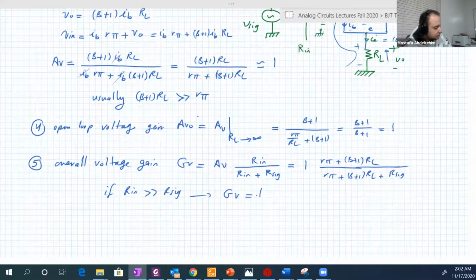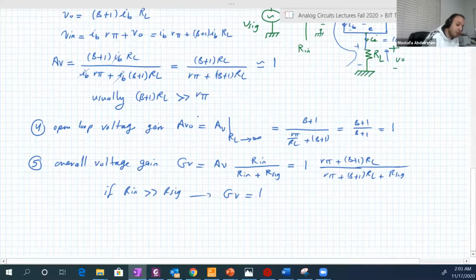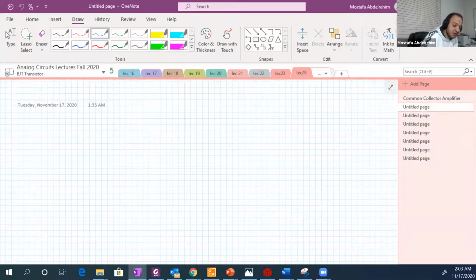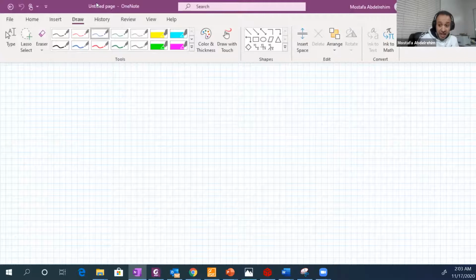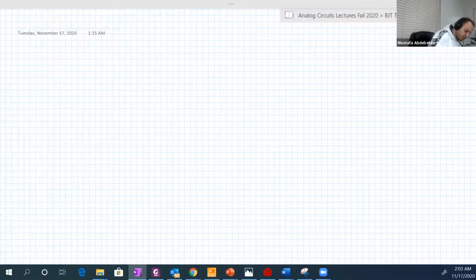Okay. So let's now put some observations, and based on these observations, we're going to determine which kind of applications we're going to use this common collector in. So observations.